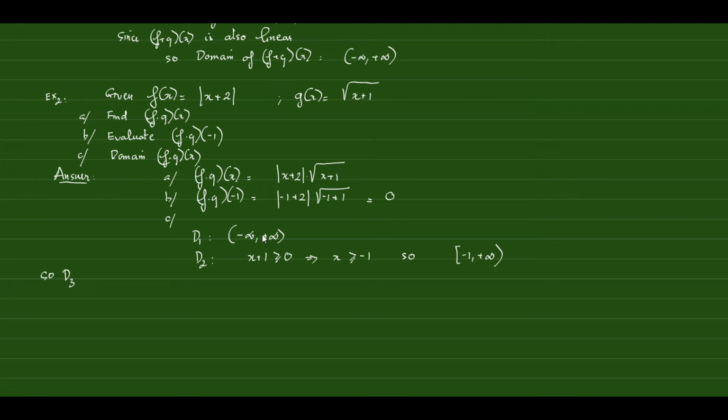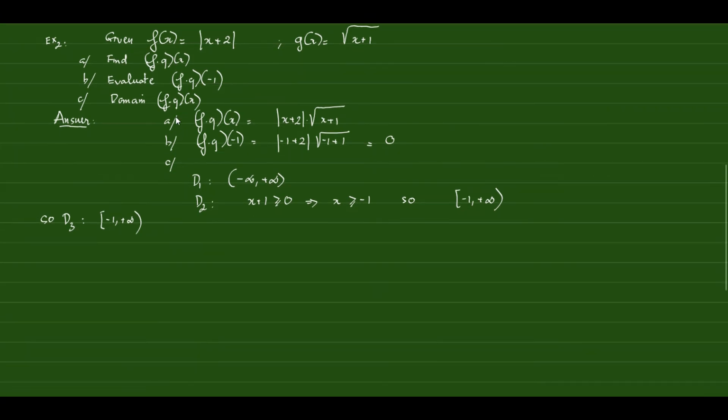Okay, so the domain, just think about this is the domain of this. You're going to find the intersection. So the domain of D3, which is the domain of the product function f times g, will be this, because you find the intersection. So the domain will be -1 to positive infinity. Okay, you find the intersection. That's how you find the domain of the product.